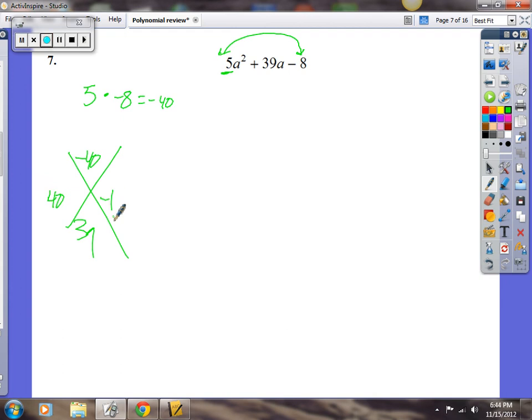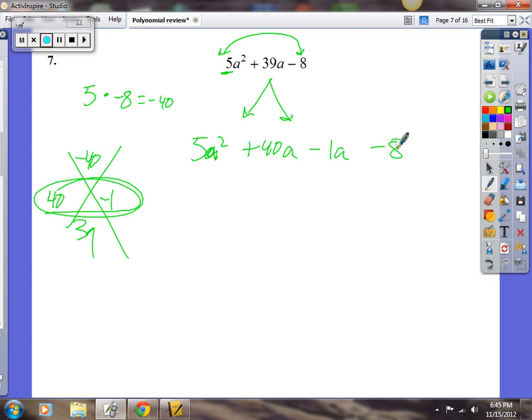Okay, now I'm going to take these and sub them in place of 39a. So I'm going to copy and paste this trinomial, so it's going to be 5a squared. But in place of 39a, I'm going to write 40a and a minus 1a, and then I'm going to bring down my negative 8. So I'm going to rewrite that trinomial as a polynomial with 4 terms.